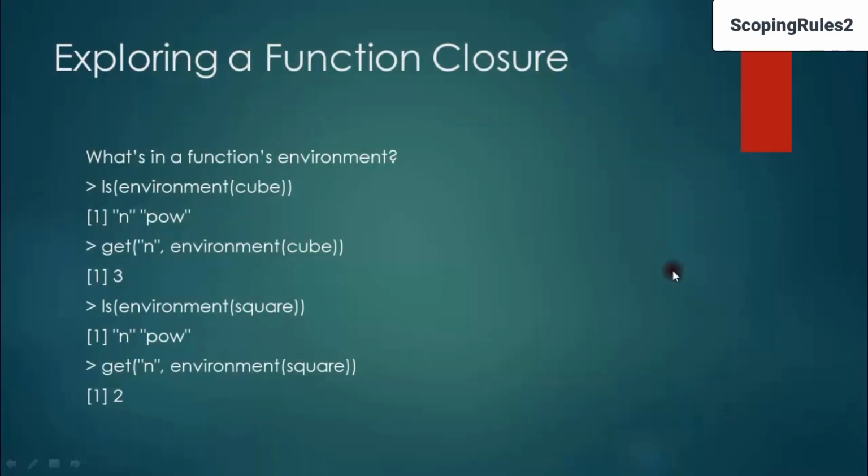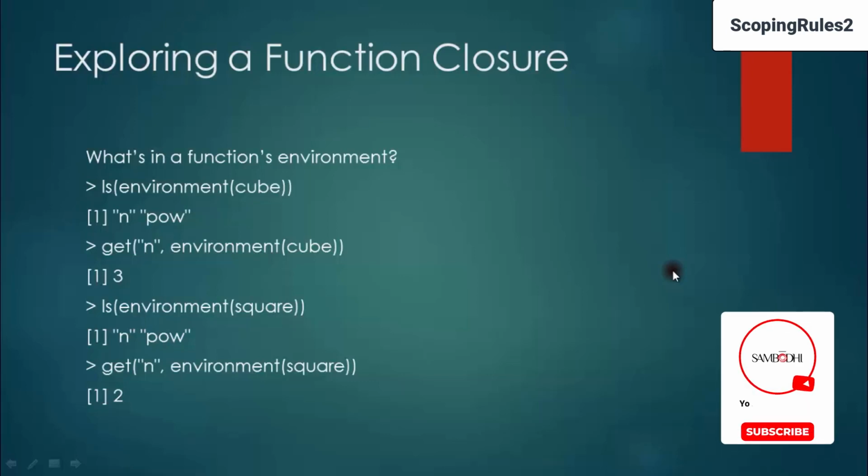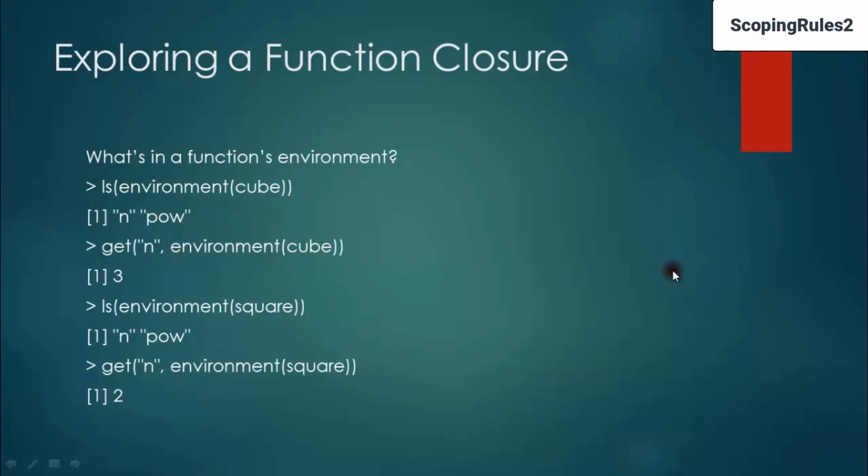Exploring a function closure. So what's in a function's environment? When you type the command ls of environment of cube, you get n, power. So you basically get the parameters being used by a certain function or method in an environment. You can also use get of n comma environment of cube. When you use that, you will get 3, the value of n that we normally use.